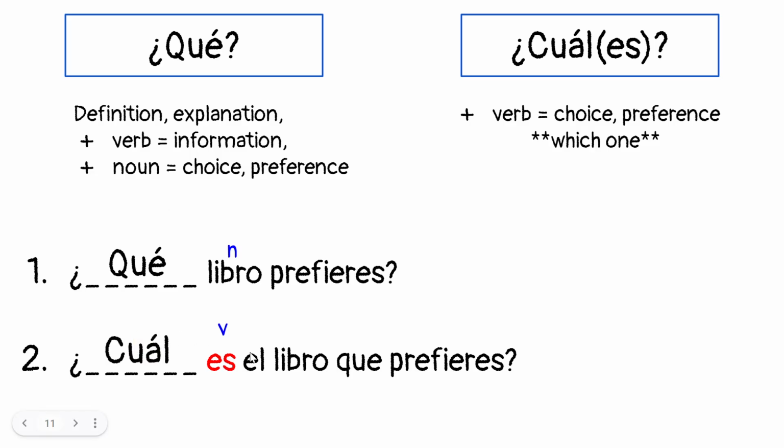¿Cuál es el libro que prefieres? Which is the book that you prefer? Yes, I'm making a choice or a preference and it's followed by a verb. You're essentially asking the same question. The qué one is followed by a noun, the cuál by a verb. So in choice or preference, qué will be followed by a noun and cuál will be followed by the verb.